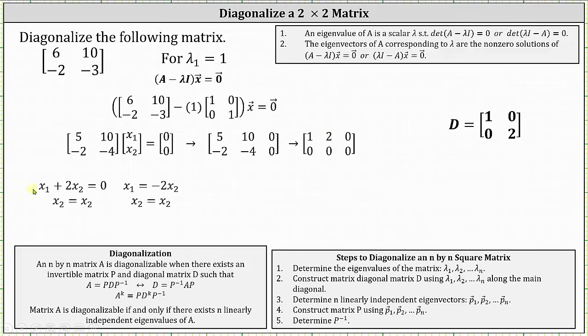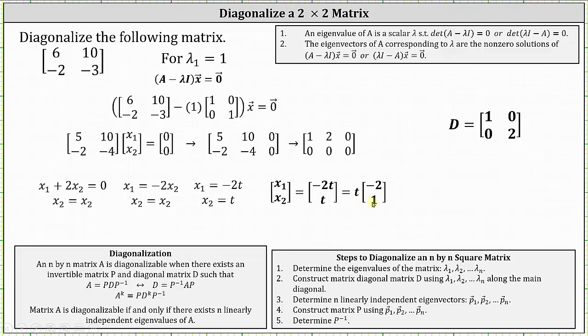The first row indicates x1 plus 2x2 equals 0, and because x2 is a free variable, we have x2 equals x2. Next, we will solve the first equation for x1 and then parameterize the solution by letting x2 equal t, which gives us x1 equals negative 2t and x2 equals t. This indicates that all the eigenvectors corresponding to lambda sub 1 equals 1 are in the form of the vector negative 2t, t, or t times the vector negative 2, 1. This indicates all the eigenvectors corresponding to lambda equals 1 are all the scalar multiples of the vector negative 2, 1, except the 0 vector, because remember, an eigenvector can't be the 0 vector.